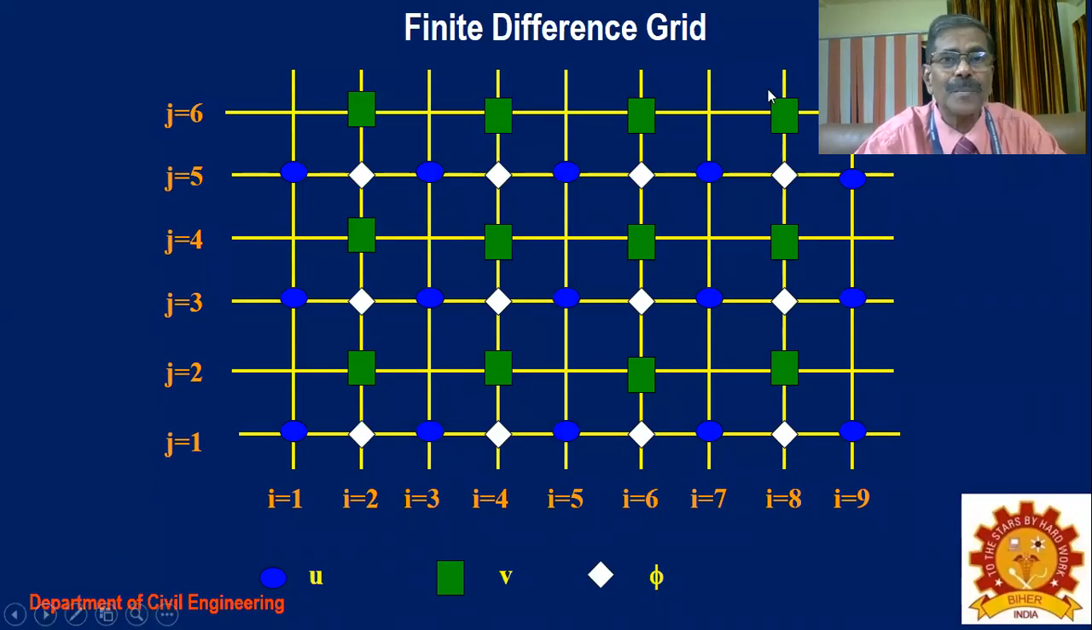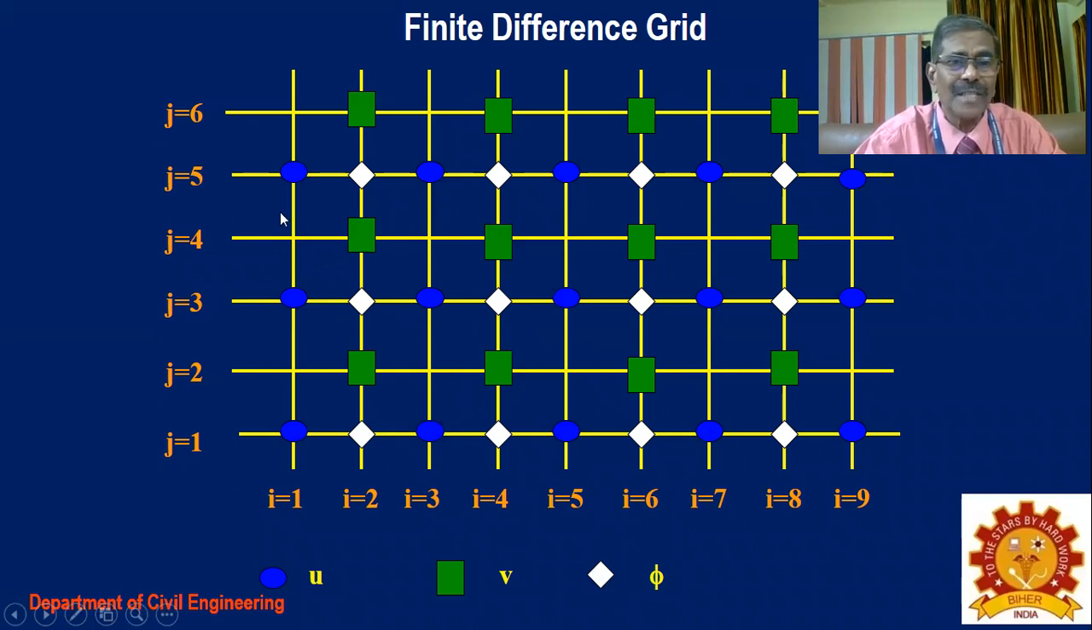If you see the grid pattern of the finite difference grid, u is the initial velocity and v is the final velocity. The grid itself from initial velocity to final velocity is 5 to 6 kilometers. In between, you get phi, the angle of attack. So this is a grid pattern of computational fluid dynamics. You have to solve for this.